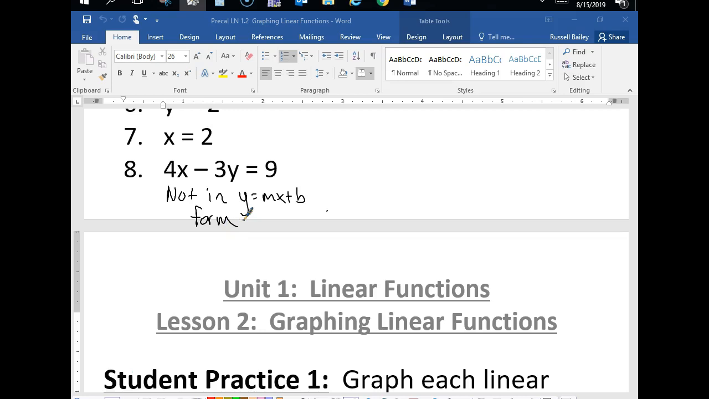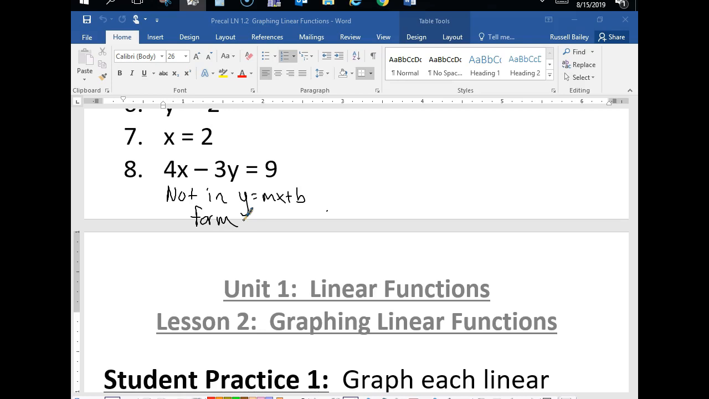The point here with these ones is that you need to change it into y equals mx plus b form. There's ways to graph it without doing that, but I'm just going to stick with what works in all circumstances here. And so what we're going to do is put it in y equals mx plus b form.